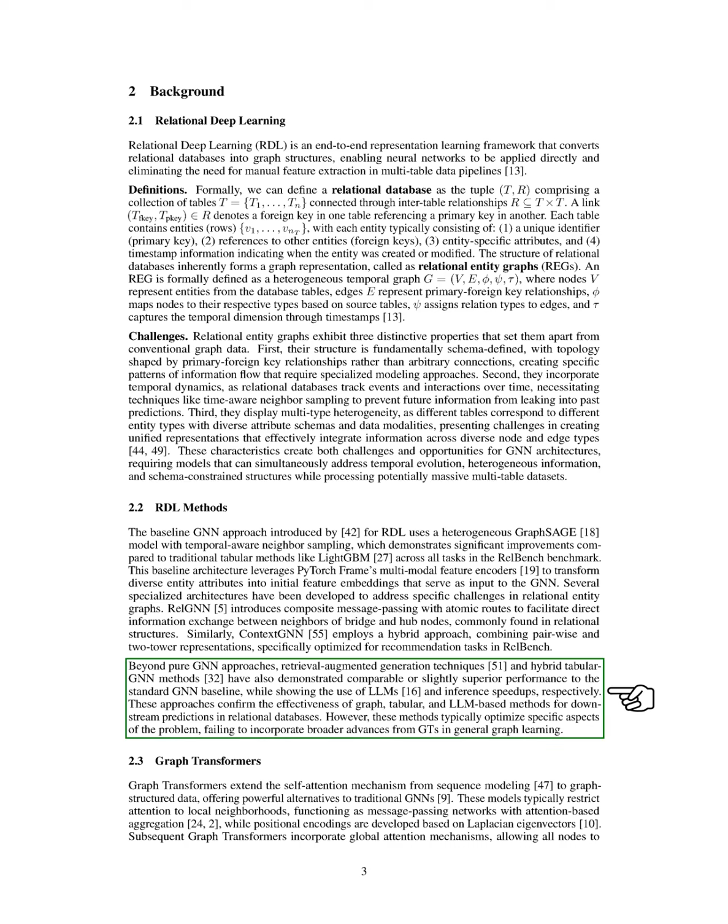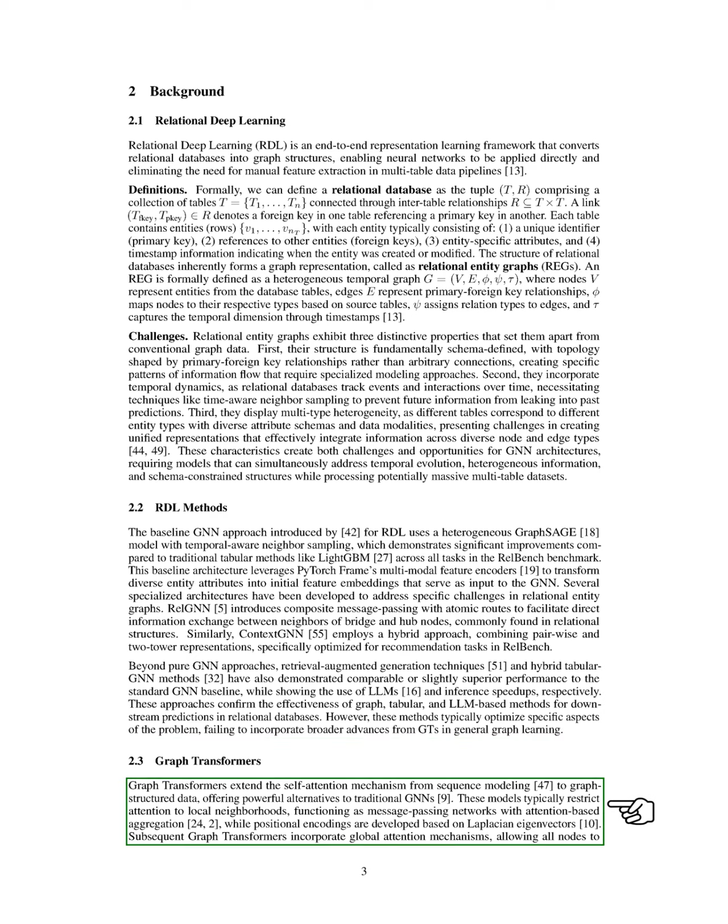Section: Graph Transformers. In this section, we discuss graph transformers, which enhance the self-attention mechanism used in sequence modeling to work with graph-structured data, providing strong alternatives to traditional graph neural networks, GNNs. These models usually focus attention on local neighborhoods, acting as message-passing networks that aggregate information based on attention, while positional encodings are created using Laplacian eigenvectors.